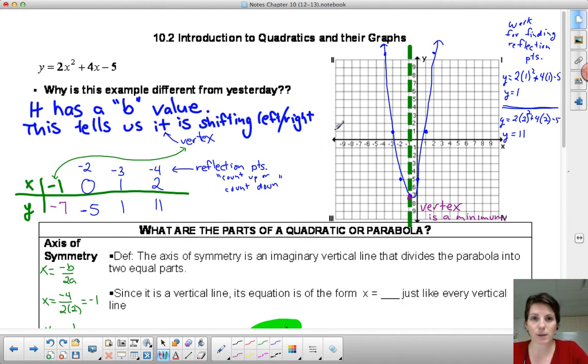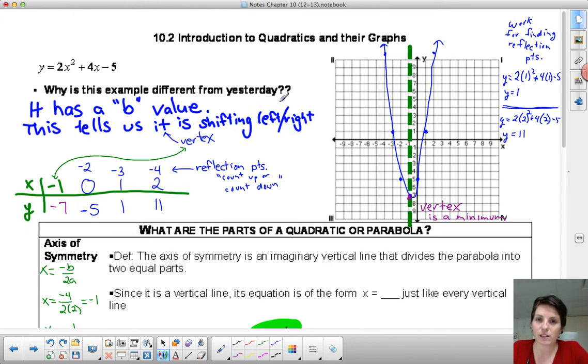So remember in section 10.2, this is where we started seeing that our problems had a b value, and that b value tells us that I had a trinomial, right? That was the word I looked for in class. Once we see a trinomial, we can't use our shortcuts because our graph is now shifting left and right.